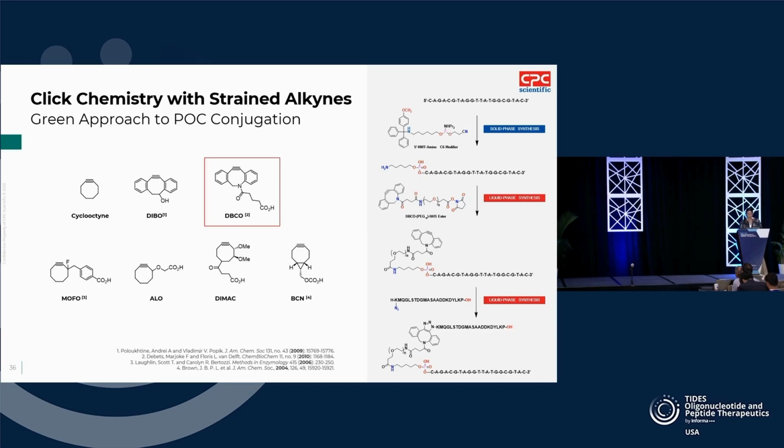So the scheme on the right here simply illustrates our use of the DBCO PEG NHS esters. This is incorporated into the amino-modified 5' end of the oligo. And the alkyne group of the DBCO then reacts with the azide on the lysine chain of the peptide.